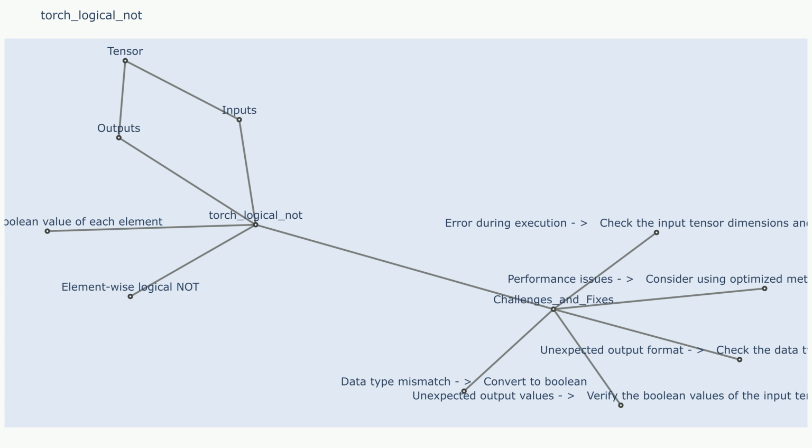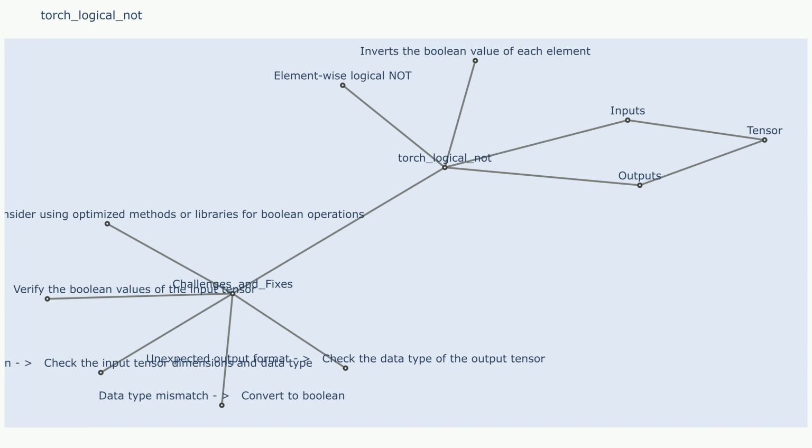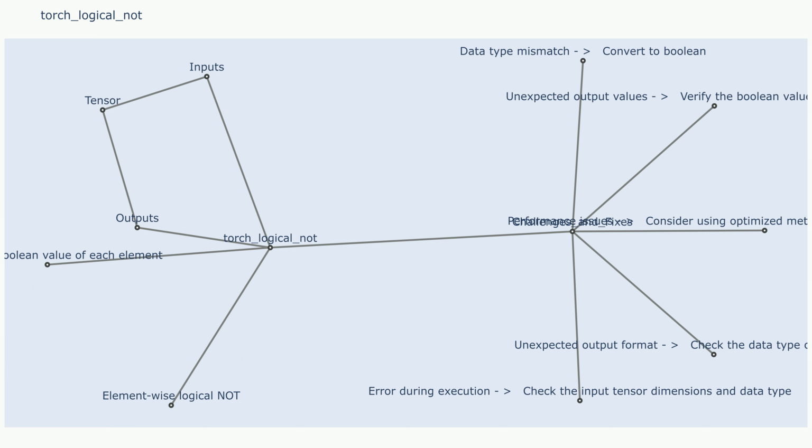Fixes to challenge 1 to ensure consistent behavior with Boolean values. It's best practice to convert the input tensor to a Boolean type using torch.bool or input.bool before applying torch.logical_not.